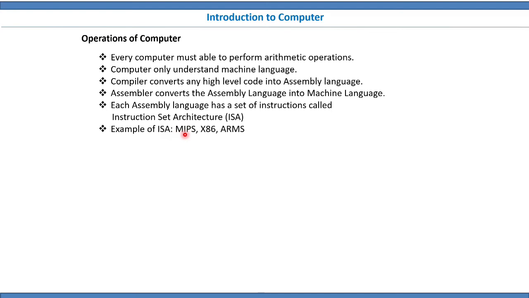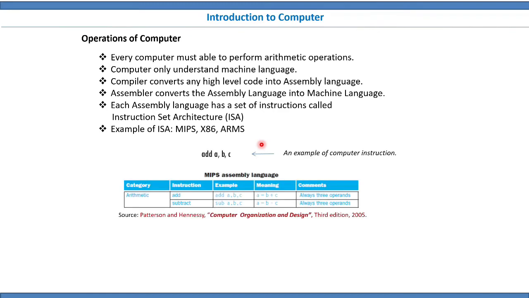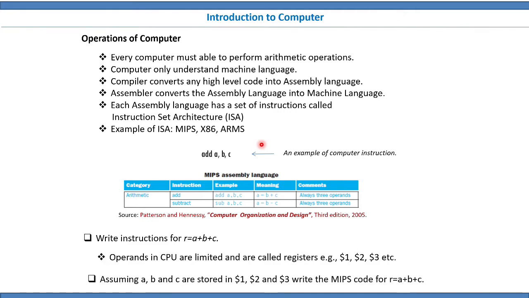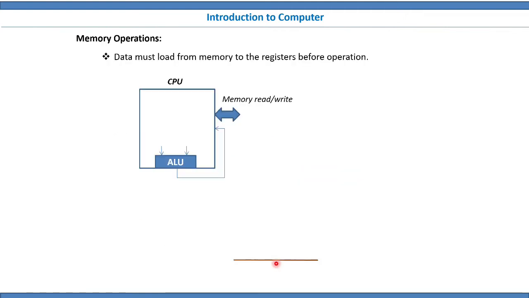So here I have shown some examples of ISAs like MIPS, x86, ARM; all these things I have explained here. So this is an example of an instruction. And this is an assignment, actually an ungraded assignment. If this is the expression, and you want to write the corresponding assembly language code for it, then you can try it by yourself. There is no restriction, you can go for MIPS or any other assembly language, it is up to you. Then memory operations.